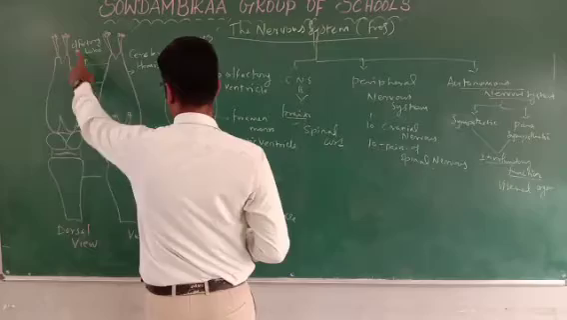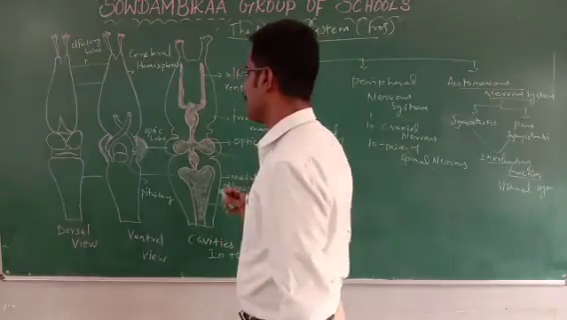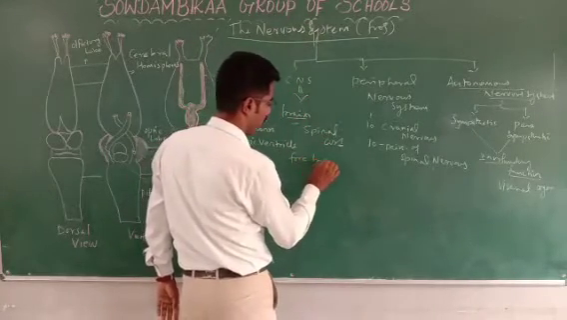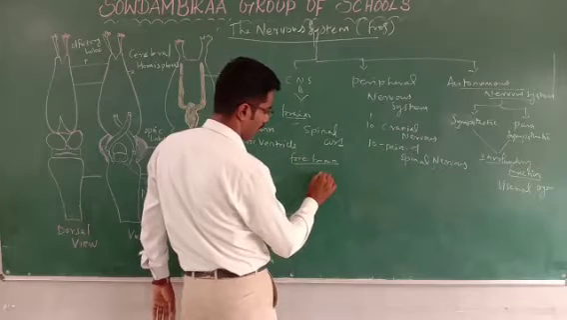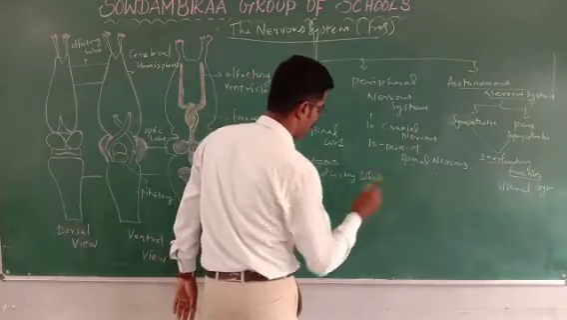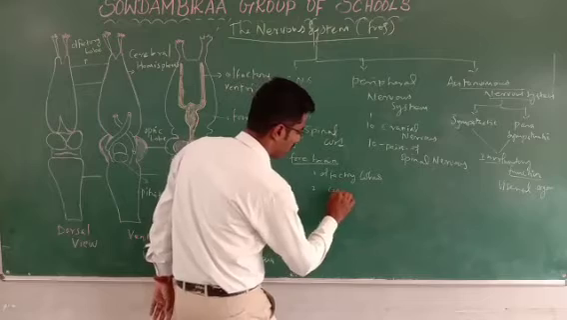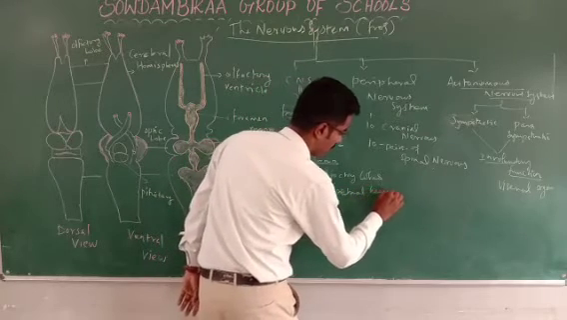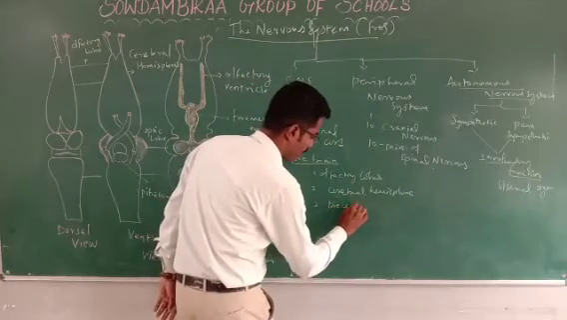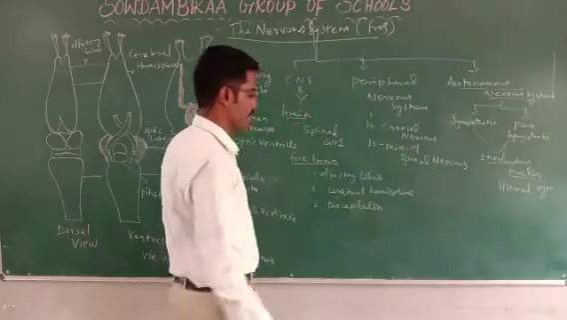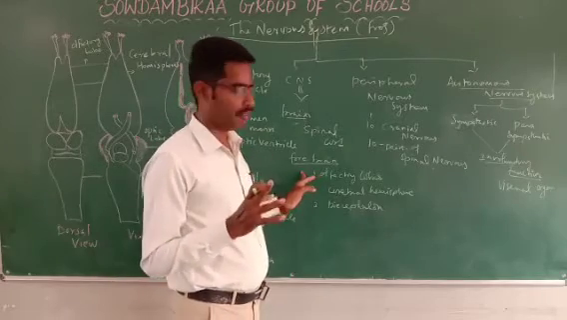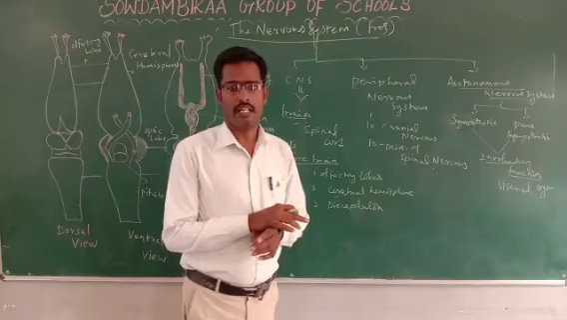Okay, the forebrain consists of, first, a pair of olfactory lobes, second, the cerebral hemisphere, and third, the diencephalon. The brain is divided into three important regions: first, the forebrain, second, the midbrain, and third, the hindbrain.